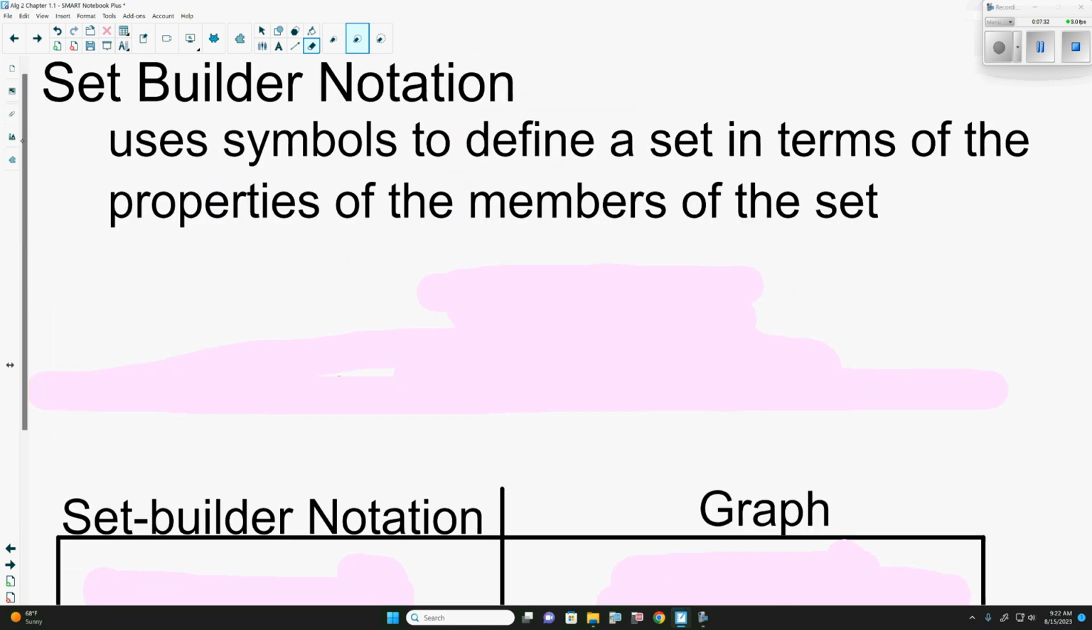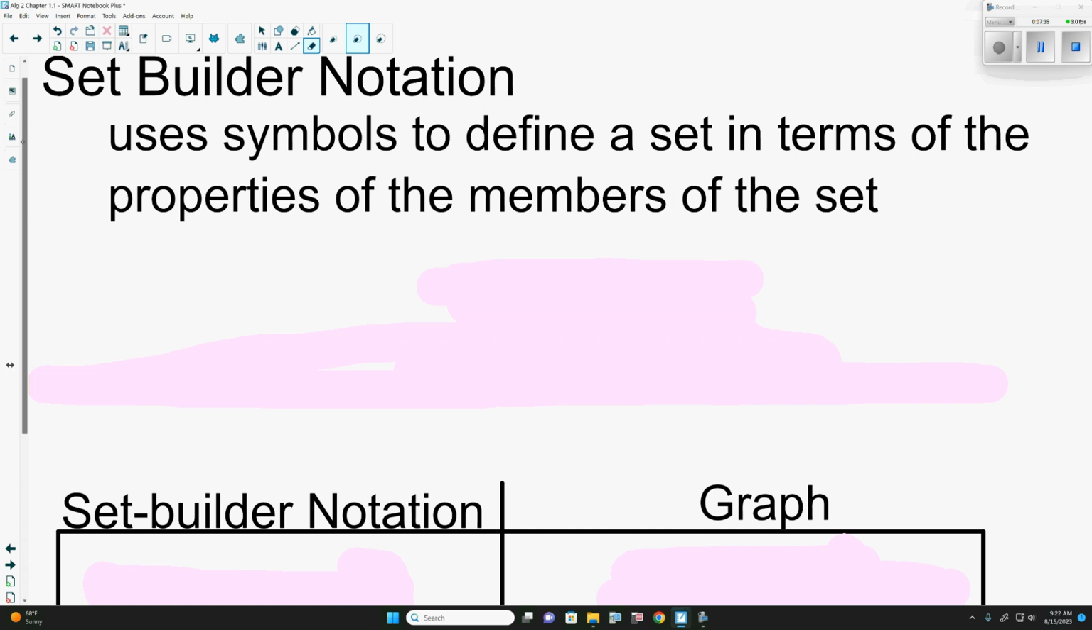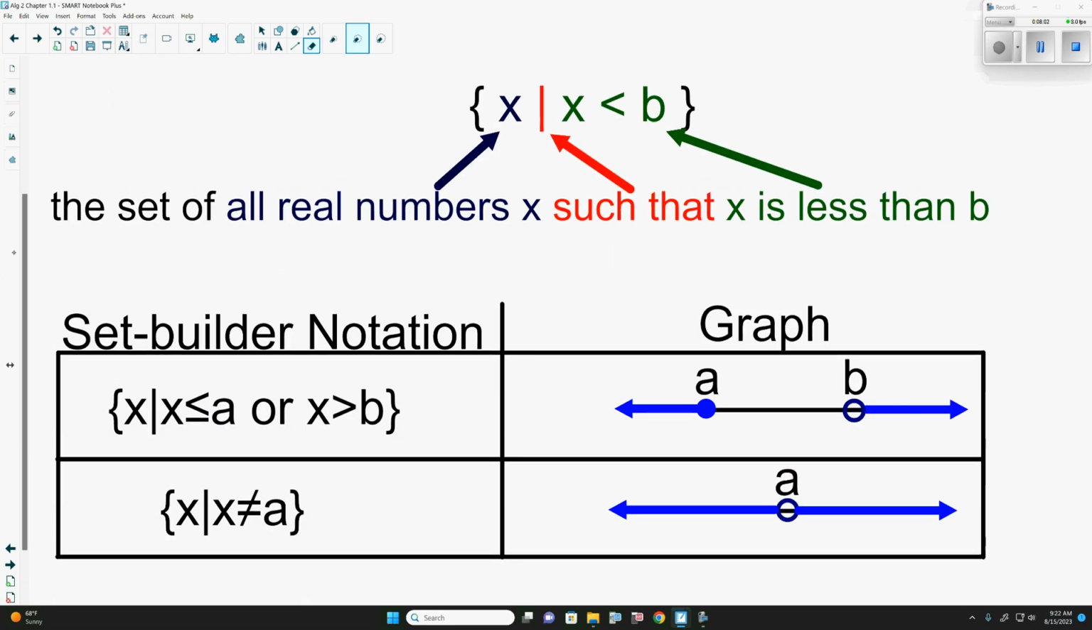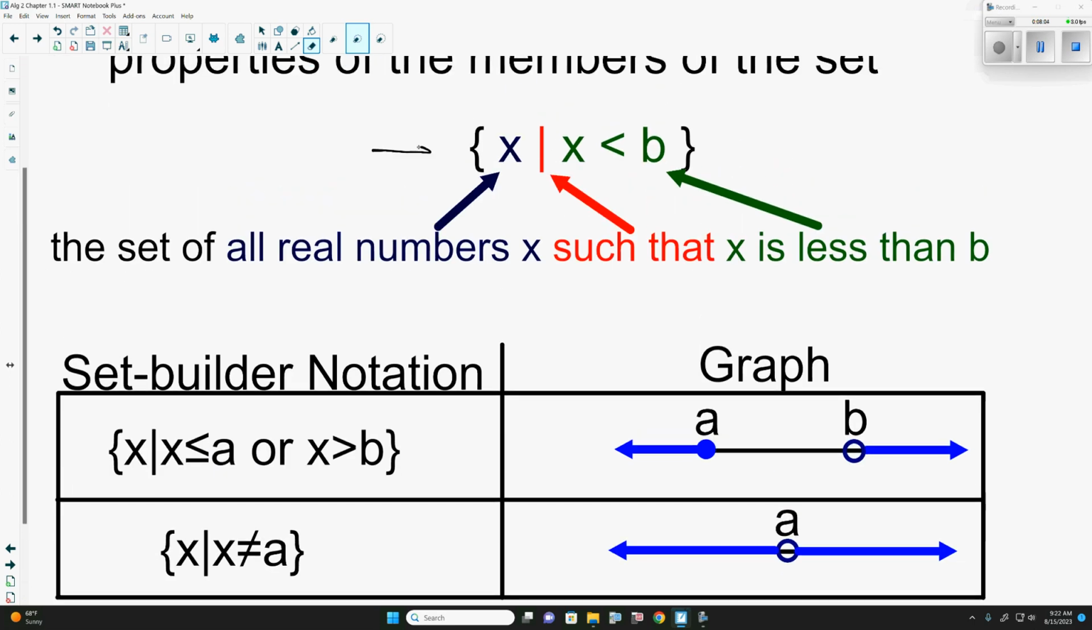I also realize that this is not listed on there also. Set builder notation, I would take at least some notes with this here, because I think the very back page is completely blank. Set builder notation uses symbols to define a set in terms of the properties of the members of the set. So I'm going to specifically tell you kind of what to write. I wouldn't write all of that. What I would write, clear all this, is this part here.